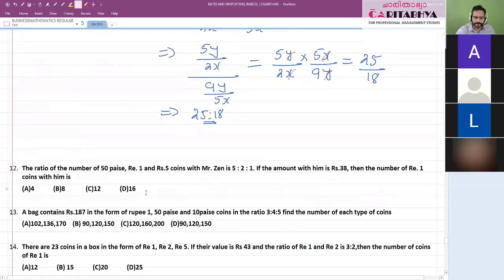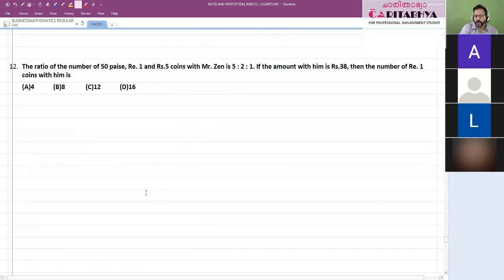Next question: the ratio of the number of 50 paise, rupee 1 and rupee 5 coins with Mr. Z is 5:2:1. If the amount with him is rupees 38, find the total number of rupee 1 coins with him.